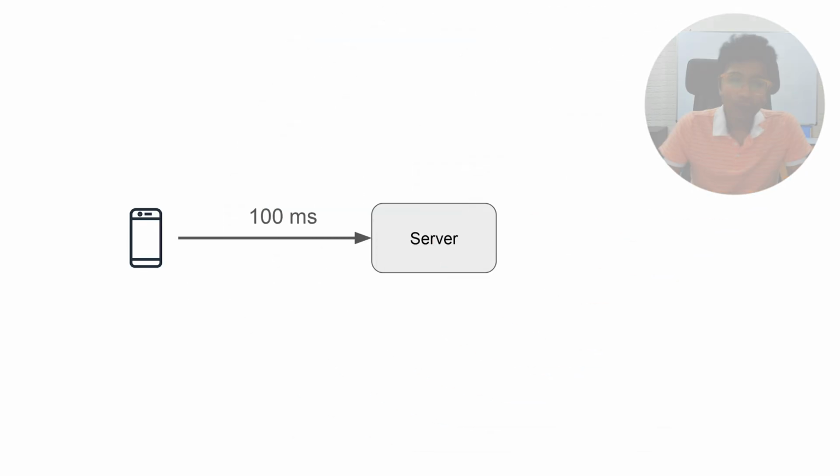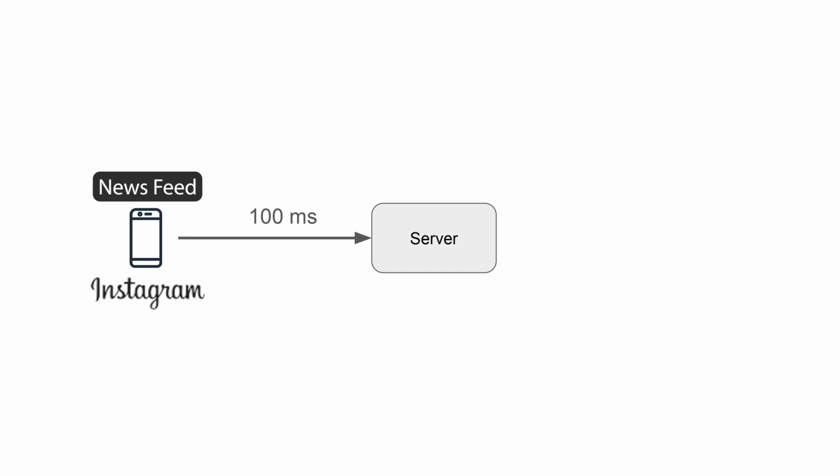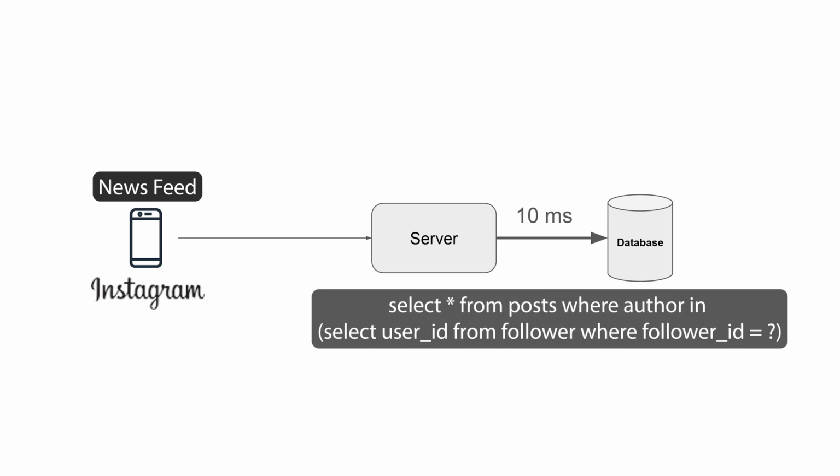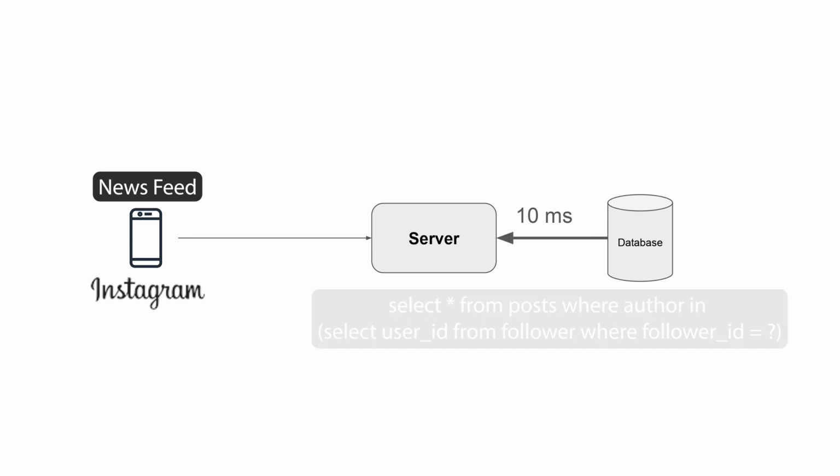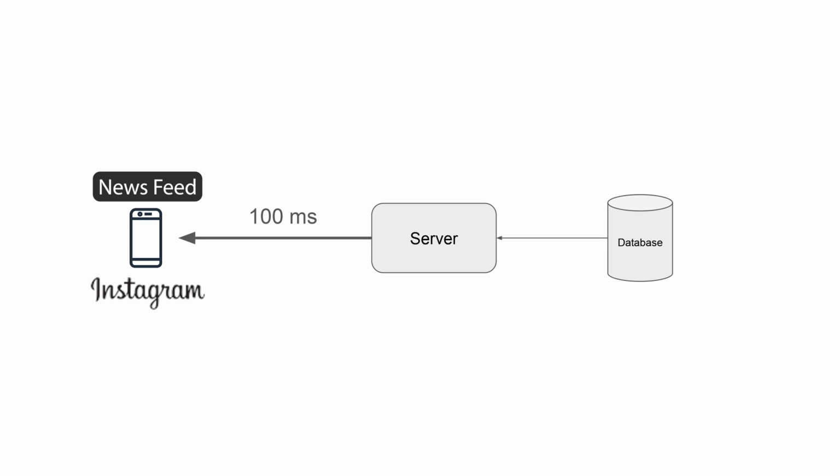Let's take an example. You have a user on Instagram who's asking for their feed, their news feed. So the message reaches the server: please get me my news feed. The server queries the database, saying for this user, select star where user equal to so and so, get me all the people that they're following and get me the posts of those people. The response comes back and is forwarded to the client.